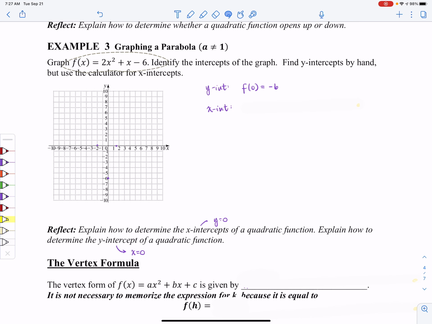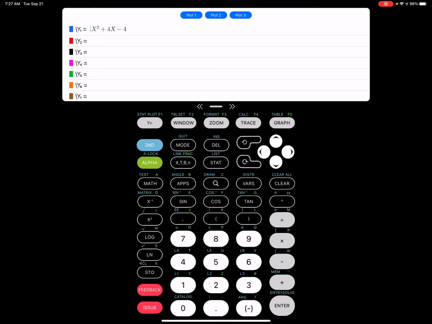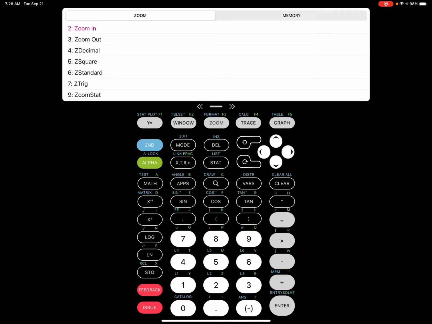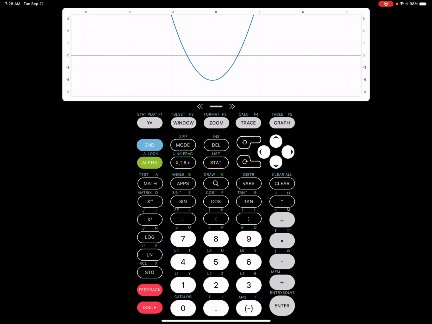Now to get my x-intercepts, we're going to go to the calculator. So let's go ahead and run over here. And the first thing you want to do is go to y equals, clear out anything that might be in y equals, and let's go ahead and type in 2x squared plus x minus 6. And we can go ahead and graph that. I personally have the standard window, so you remember you can get to the standard window by doing zoom 6. I like the standard window best.